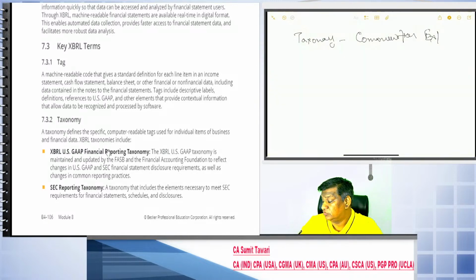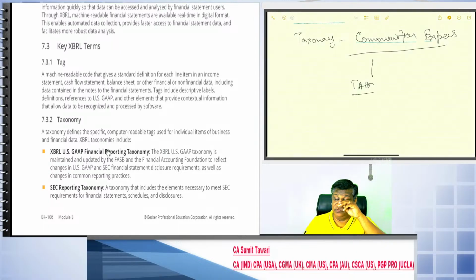Okay, so communication expenses is basically the taxonomy, but what are the expenses covered here? That is basically the tag. Okay, this way you need to consider, like telephone expenses we need to cover here, communication. Okay, that is basically the tag.